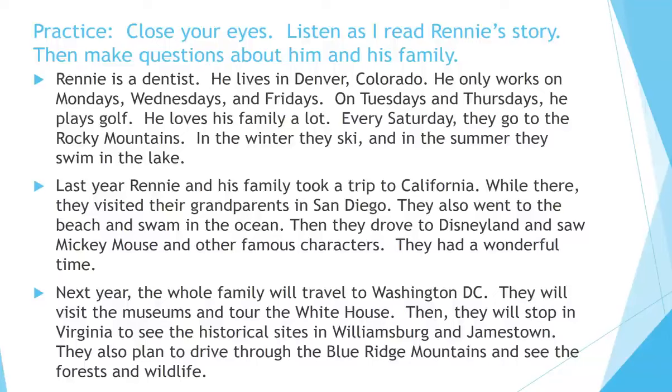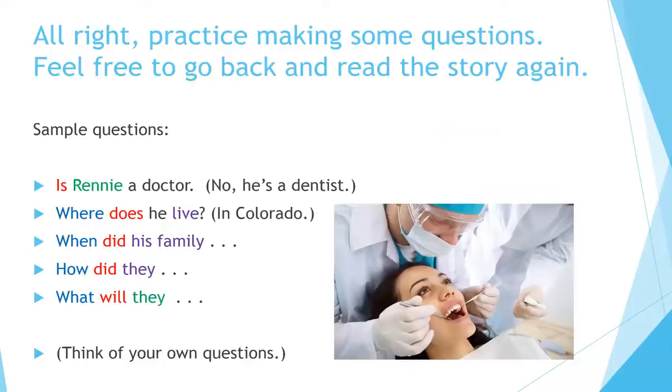Okay, now it's your turn to make some questions about the story. Let's look at some examples. Practice making these questions. Feel free to go back and read the story again. Here's some sample questions. Is Rennie a doctor? No, he's a dentist. Where does he live? He lives in Colorado. When did his family go to California? How did they? What will they?